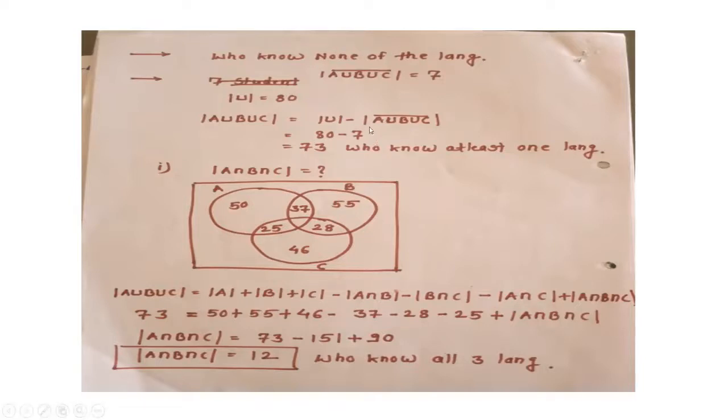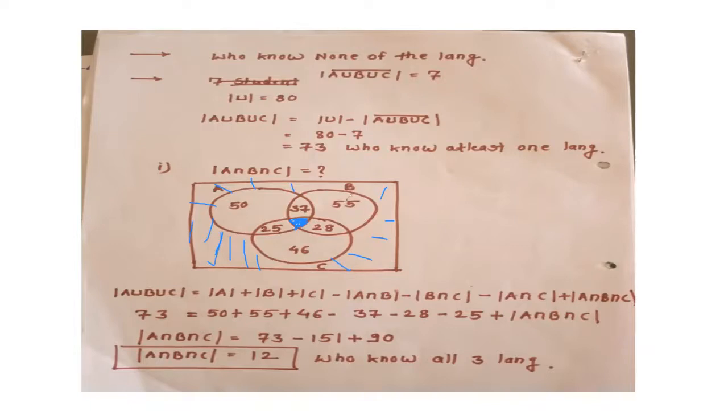So the first question: who know all three languages? Here we have to find out who know all three languages. You have to find out this part here, in the middle. And the outside part is this one, inside the rectangle and outside the three circles. This part is 7.